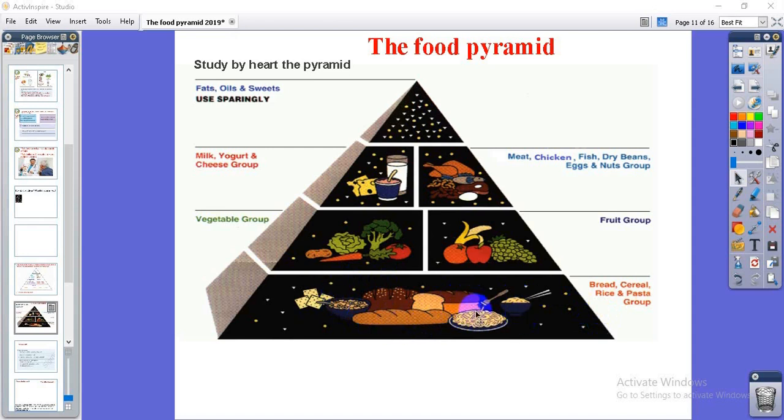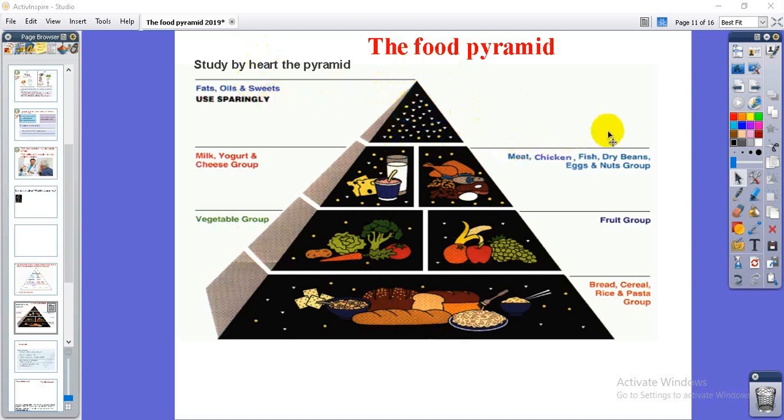The bottom of the pyramid is the food that we need the most, and as we go higher, the quantity of food that we need becomes less and less until we reach the top of the pyramid, where we need only a small amount of fats, oils, and sweets.